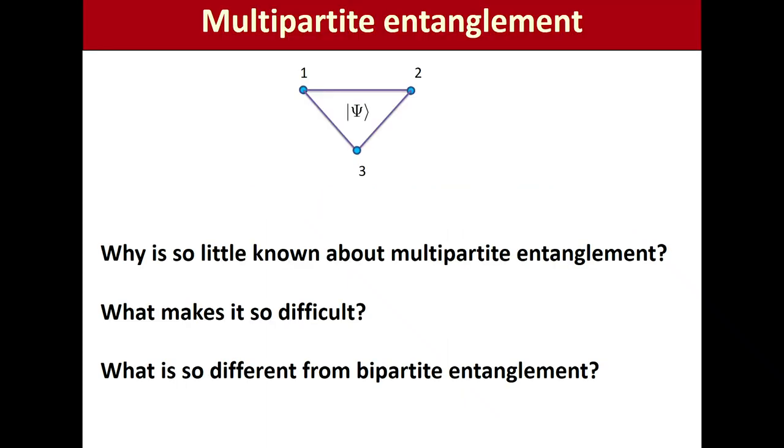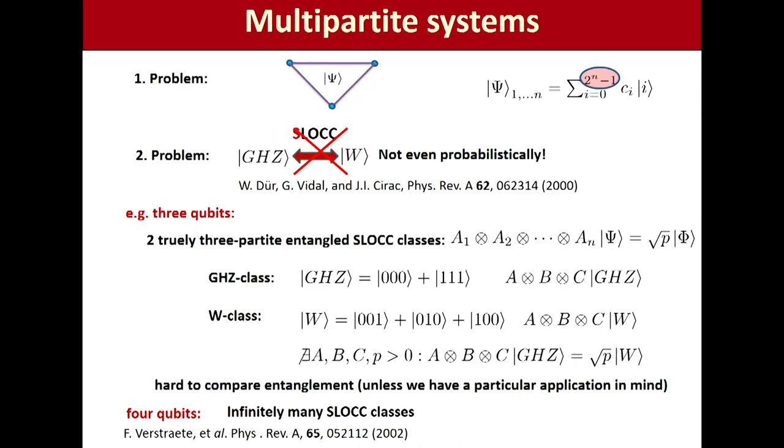Let's go to the multipartite case. And let's ask ourselves first, why do we know so little about multipartite entanglement? What actually makes it so difficult to address this problem? And what is different from the bipartite case, where everything, at least regarding the aspects that I was discussing before, is very simple and is solved?